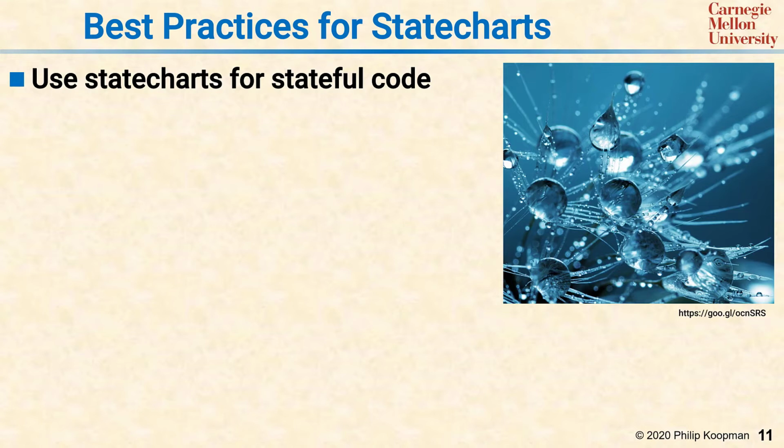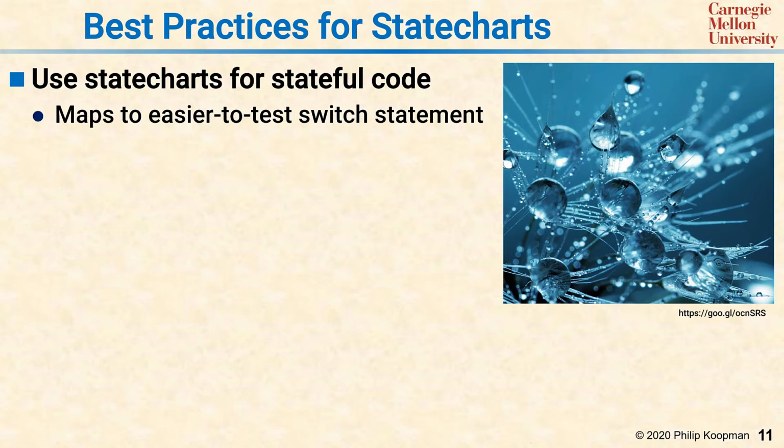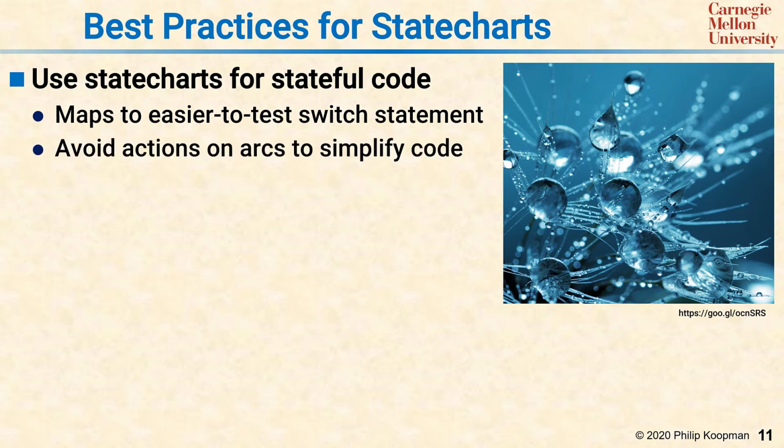State charts have an advantage that they map to an easier to test and easier to review switch statement, which is generally a lot easier to understand and get right than a bunch of nested ifs that you can get from a flowchart. I recommend that you avoid putting actions on arcs to simplify the code. Yes, there are state machines that have actions on arcs, but what we found is they lead to increased bugs in the code and in the design.